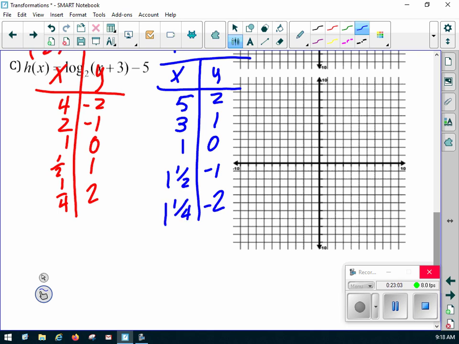Don't plot them yet. I want you to think in your brain: if we had a normal logarithm but we reflected it over the x-axis, what does it look like? Our answer is going to look like this somehow because we're reflecting this over the x-axis. Just keep in mind what you're expecting. If you don't get what you expect, then something's wrong. Plot them. Go.